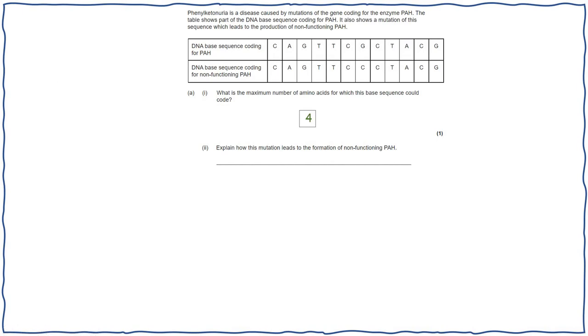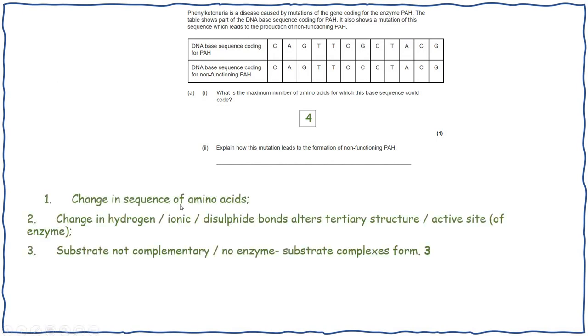Explain how this mutation leads to the formation of a non-functional PAH. There is a change in the sequence of amino acids. You can see here the G has been swapped for a C. This means there could be a change in the hydrogen, ionic and disulfide bonds, which alters the tertiary structure or active site of the enzyme. Therefore, the substrate is not complementary, so no enzyme-substrate complex is formed.